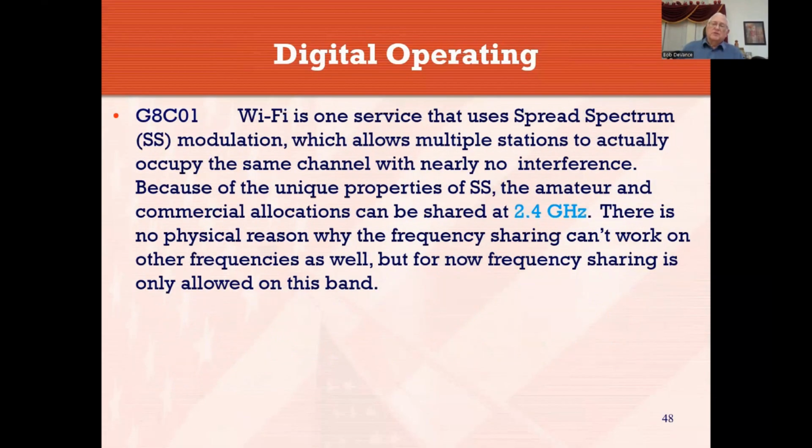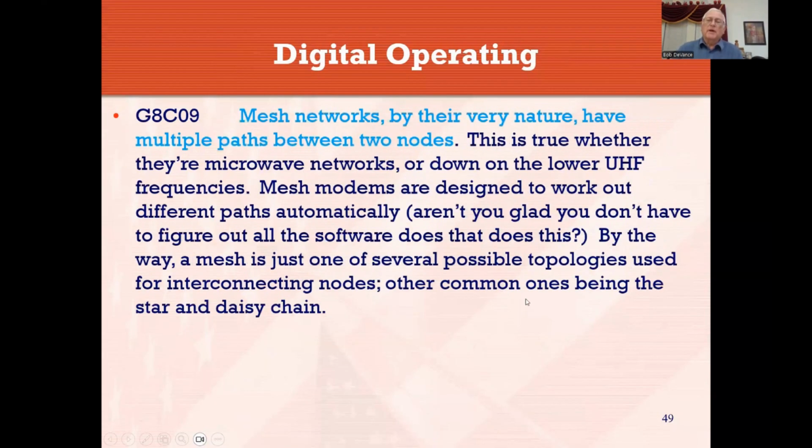2.4 gigahertz is the shared band that we use for spread spectrum. We do our networking through that. There's a couple of different network formats we'll talk about here in just a moment that use 2.4 gigahertz. Mesh networks was one of those techniques. Have multiple paths between two nodes.